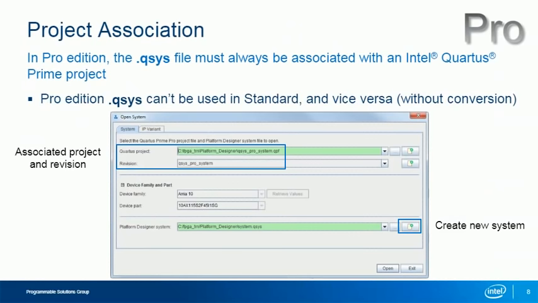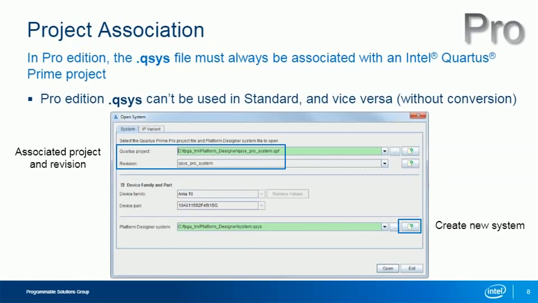As mentioned, the basic techniques for using the tool are identical between the Standard Edition and the Pro Edition. However, it's important to note that if you create or open a system design in the Pro Edition, it must be associated with a new or existing Intel Quartus Prime software project. This is not necessary in the Standard Edition. In the Standard Edition, you can add a system design to any project by simply adding the .qsys file as the design file for the project, as we'll see later.